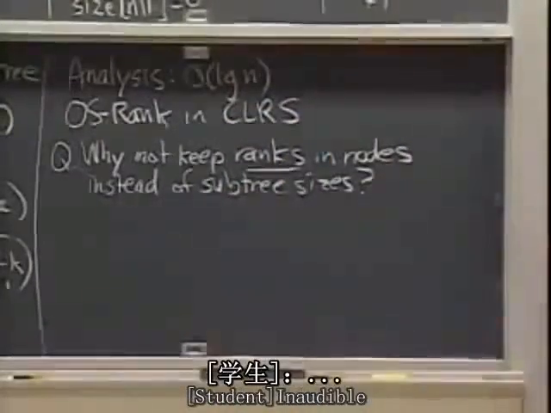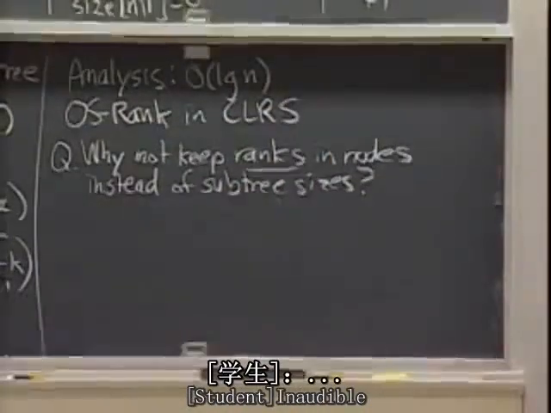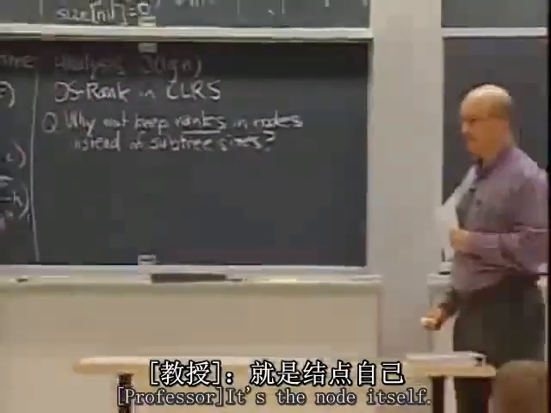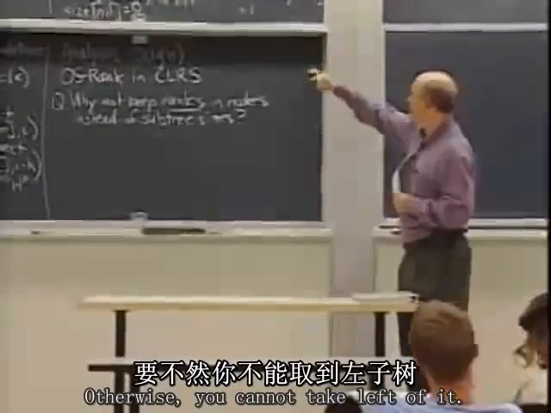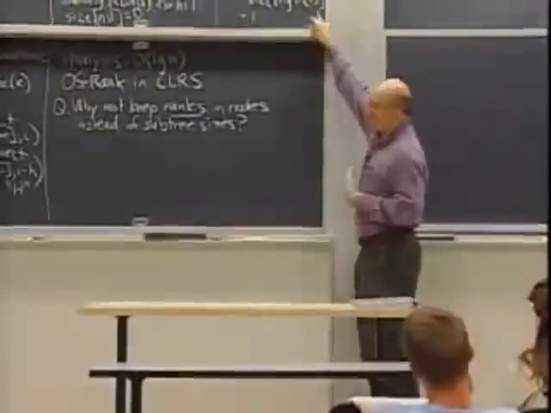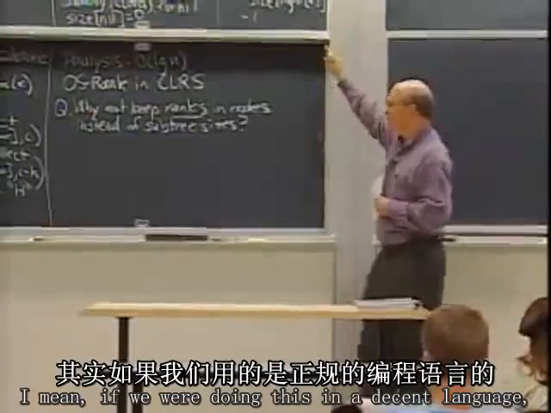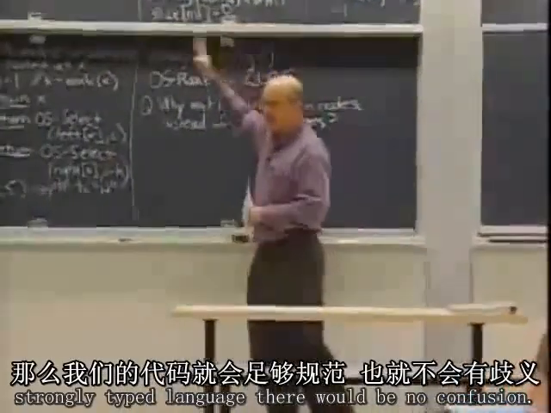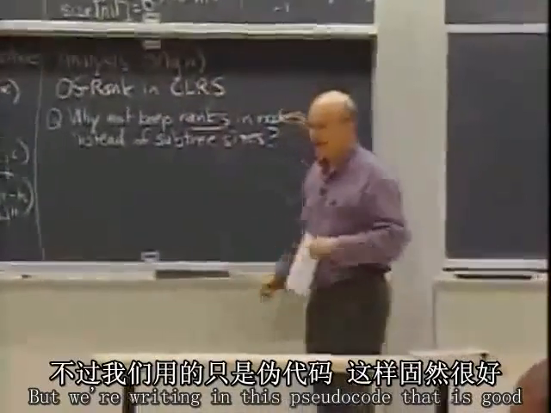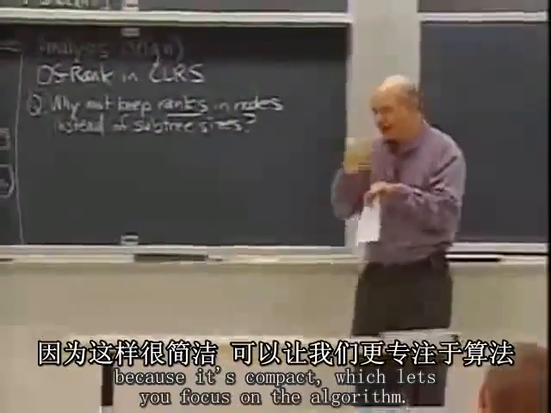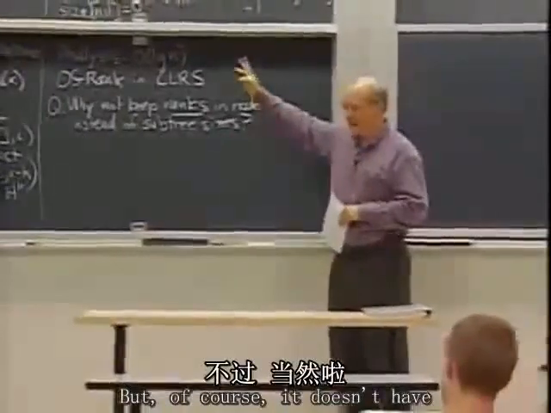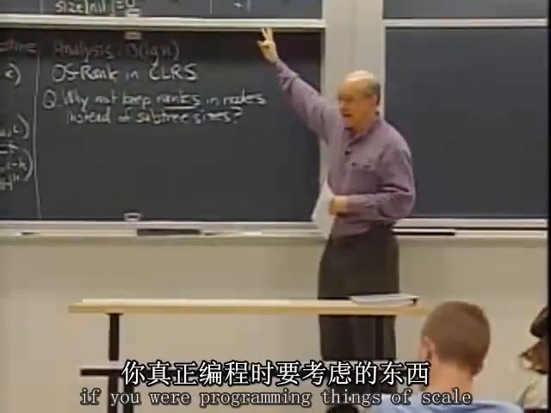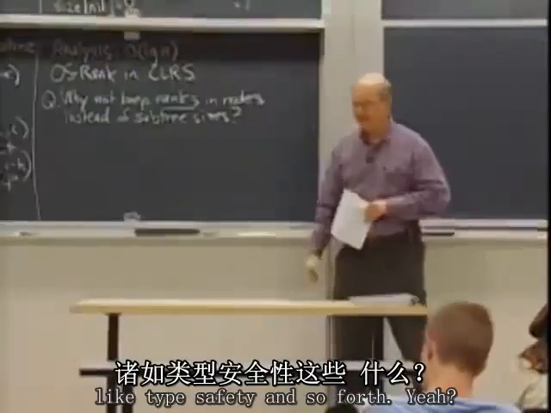Yeah. For OS-Rank, is the argument x a key or the actual node itself? It's the node itself. Because otherwise you can't take left of it. Right? Yeah. I mean, if we were doing this in a decent, strongly typed language, there'd be no confusion. But we're writing in this pseudocode that is good because it's compact, which lets you focus on the algorithm. But of course, it doesn't have a lot of the things you'd really want if you're programming things of scale, like type safety and so forth.